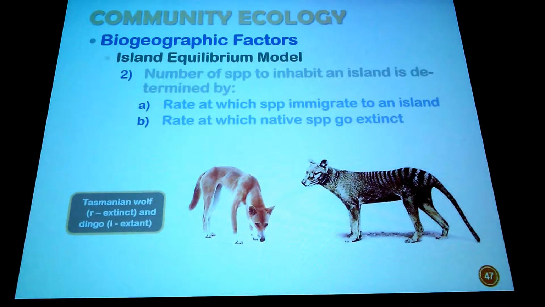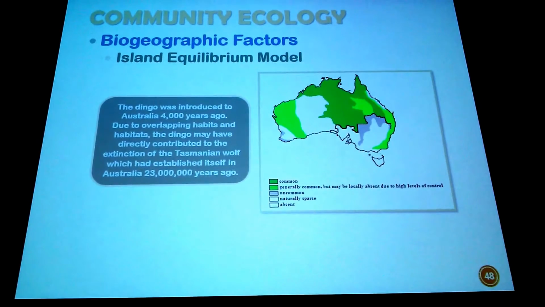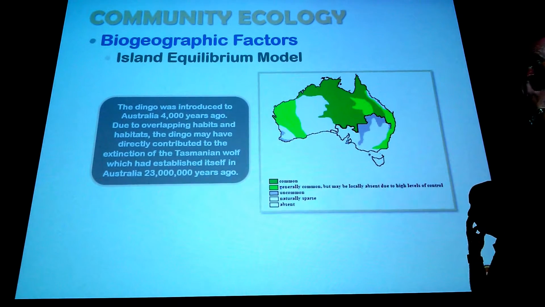So rate at which species immigrate to an island, how fast they get to the island, and rate at which native species go extinct. So you have some coming in and some leaving, not by their own choice and not in a fun way. The dingo was introduced to Australia about 4,000 years ago due to overlapping habitats. The dingo may have directly contributed to the extinction of the Tasmanian wolf.